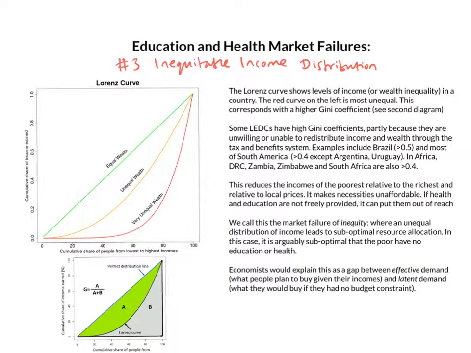As economists, we would distinguish between effective demand, which is what people plan to buy given their incomes, and latent demand, which is what they would plan to buy if they had no budget constraint, if their incomes were higher. In this case, we're saying there's a big gap between effective demand, what they can actually buy, and latent demand, what they would actually like to buy. When that's for Porsches or Ferraris, that doesn't really matter. But when it's for necessities, like housing or health or education, then it is a big issue.